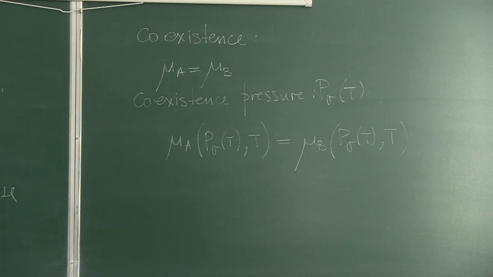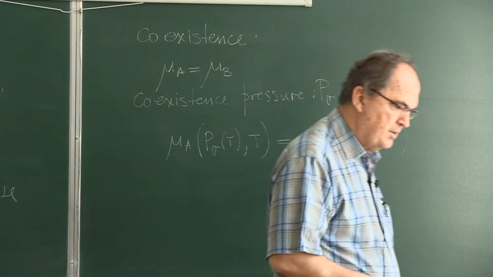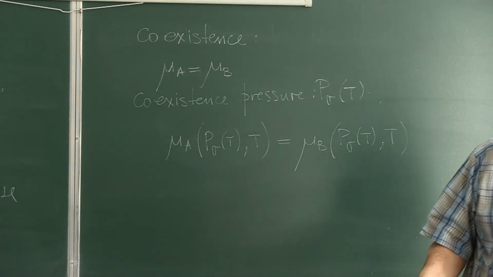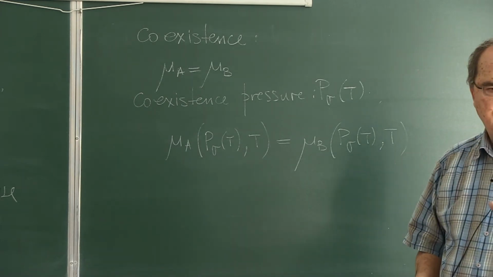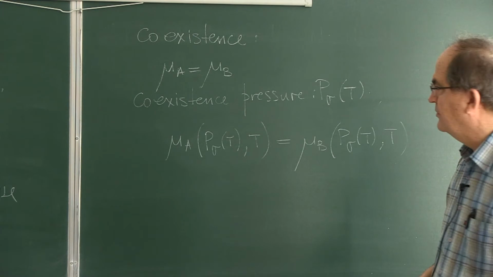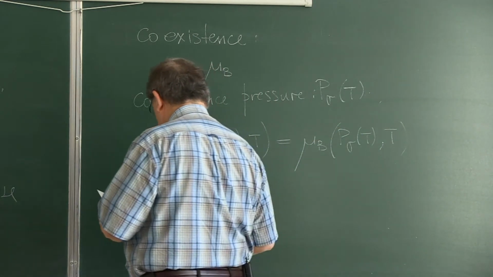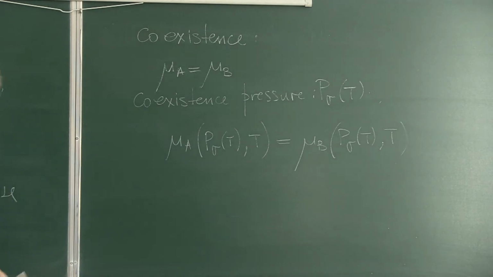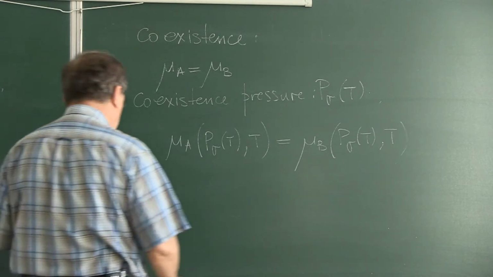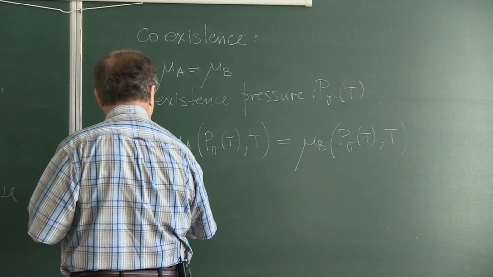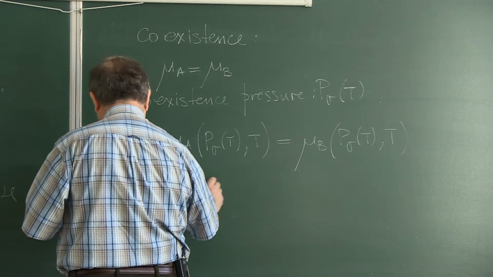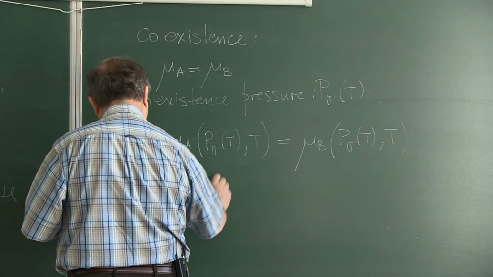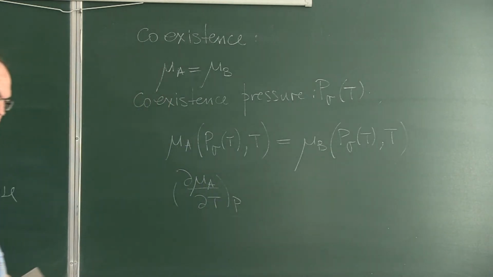What was the condition for equilibrium? Chemical potentials should be the same. Pressure and temperature should be the same. Otherwise, heat transfer will be happening. So at equilibrium, you have to have these already established. Now, let's look at the derivatives. If these are equal, derivatives will be related, and the relation is, let's take the derivative with respect to temperature.